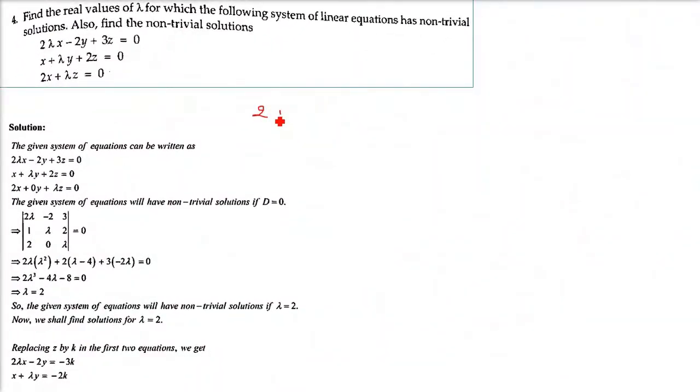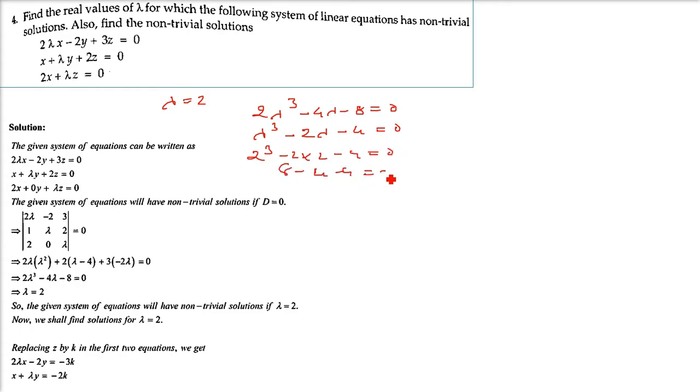So what do we get? 2 lambda cube minus 4 lambda minus 8 equals 0. So let us divide it by 2. You get lambda cube minus 2 lambda minus 4 equals 0. Now just put lambda equals 2, because I can see that if you put lambda equal 2, it is going to be 0. You can even use the factor method, you know it already. I am just giving you the idea. Lambda will be equal to 2. So by this, if it is non-trivial, D equals 0, we got lambda equals 2.